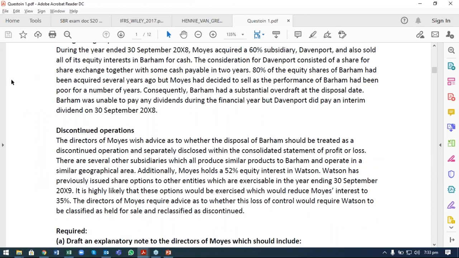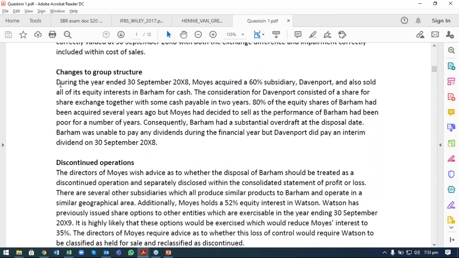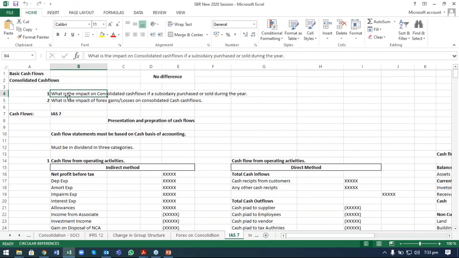This is the change in group structure. You can see here, Moyo acquired a subsidiary, Devonport, and also sold its equity interest in Braham for cash, right? So there's a change in group structure. If the group has disposed of a subsidiary, there might be an impact on the consolidated cash flows. And if the group has acquired a subsidiary, that also has an impact. How that impact should be accounted for, we'll be looking into in the format I have mentioned here.